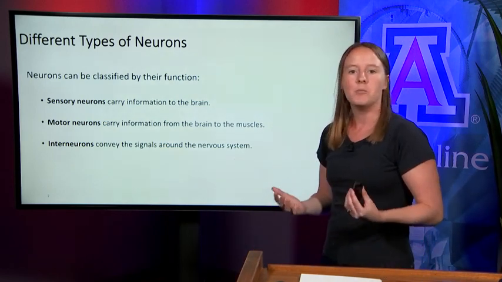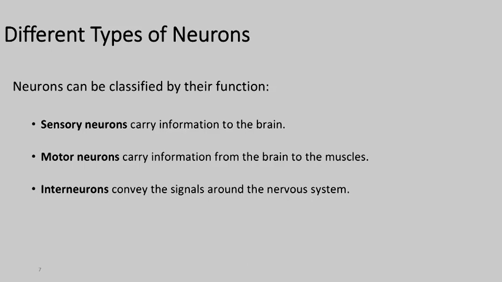Interneurons are basically middleman neurons. Okay, between the sensory and the motor neurons, they help facilitate messages and communication between sensory and motor cells.